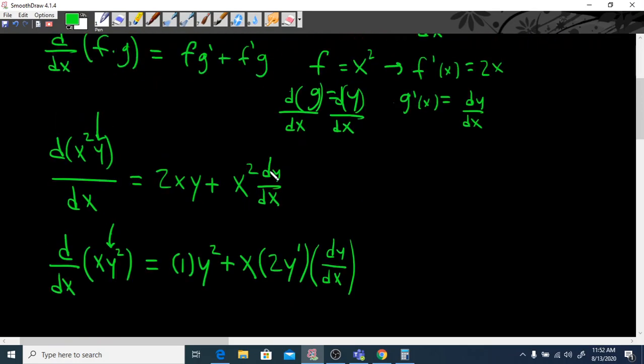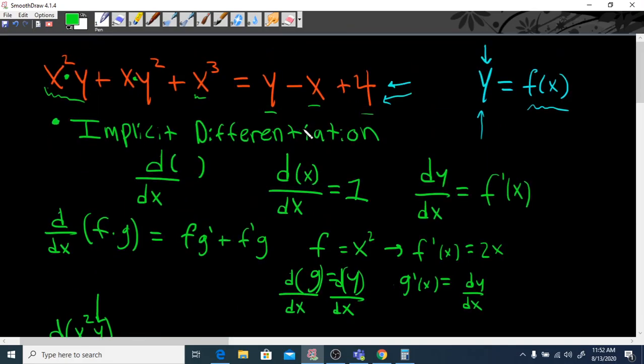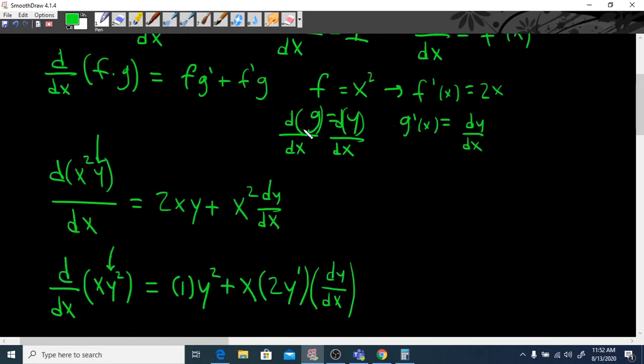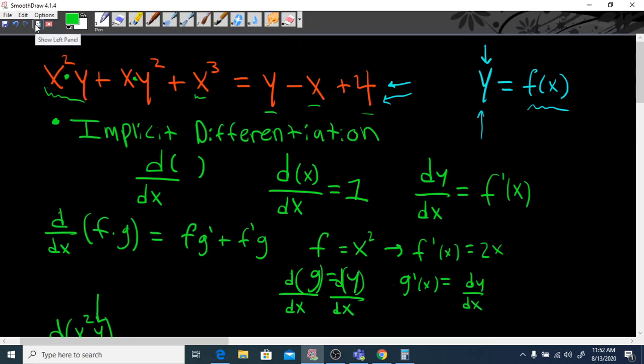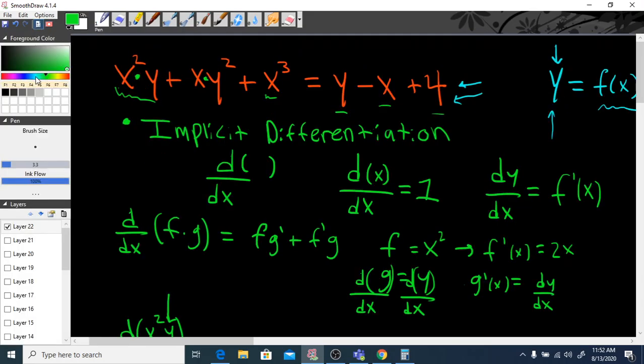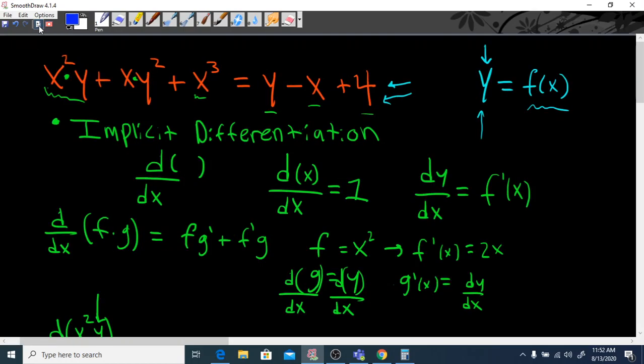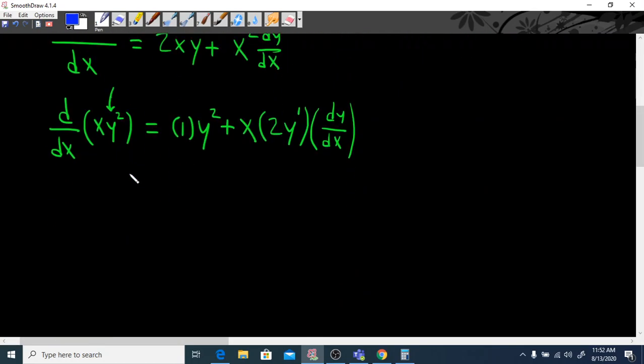So we've written down all the pieces, or we've at least mentioned all the pieces. So let's actually do this entire problem now, armed with the knowledge that we need. Okay, so basically, here's what we're doing. We're going to apply d by dx, the derivative operator, to both sides. Okay?